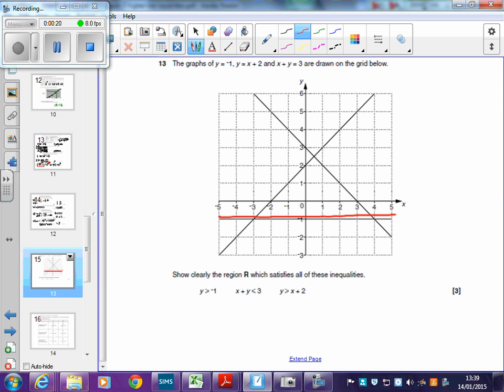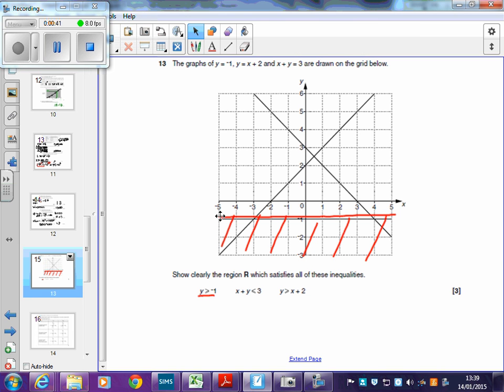And what we're going to do is shade out the bit that we don't want, because then the bit that is left is the area that we want, okay? Now we want the y to be bigger than -1. These ones are quite straightforward. You want the y to be bigger than -1, so you want it to be above, so you don't want the bit underneath, because that's when y is less than -1, so you shade out like that. So we don't want anything below that line. Okay, let's do the next line.